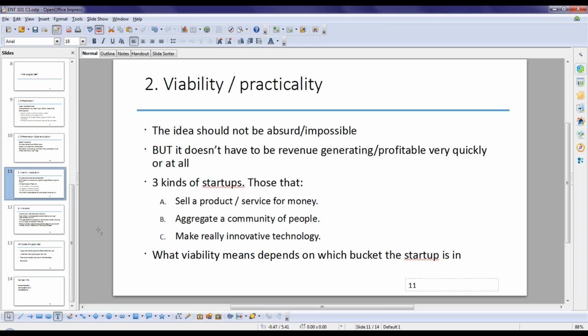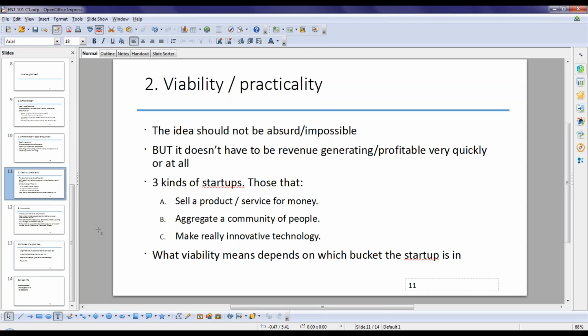So over here, we have separated startups into three kinds of startups. That is startups which sell a product or service for money. Second, aggregate a community of people. And third is making really innovative technology. So any startup that you think about, you can more or less fit into any of these three categories. So let's just try with some examples.